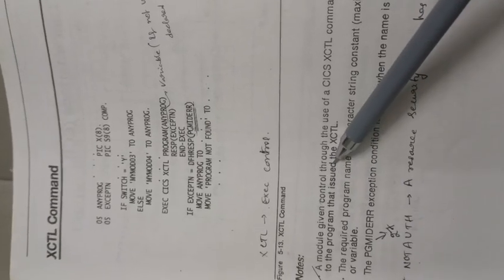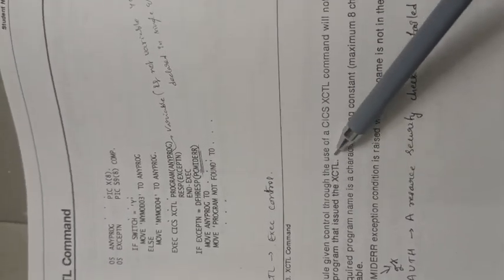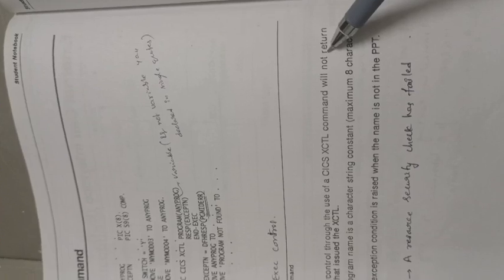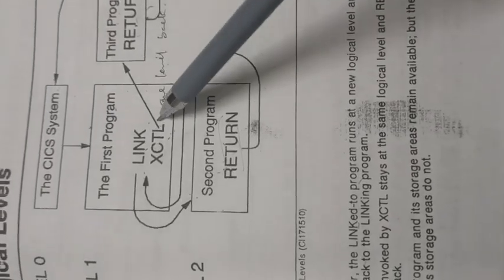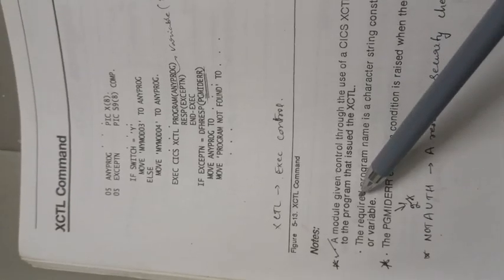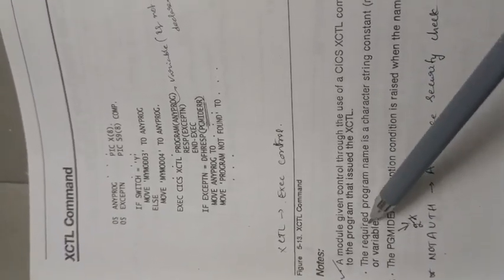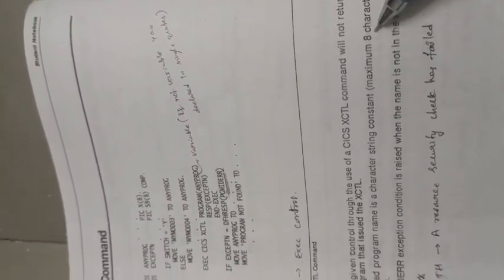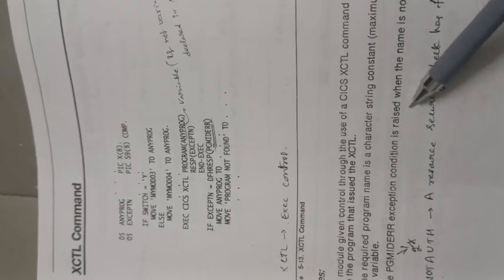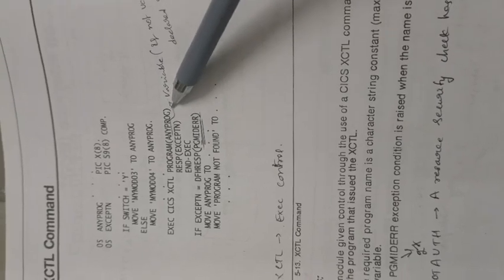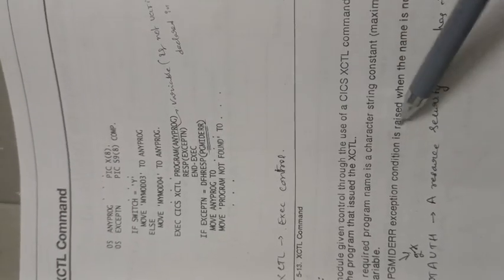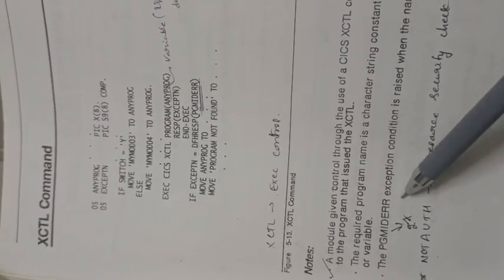The module given here, you can see the LINK. The module given control through the XCTL command will not return to the program that issued the XCTL, the main program. Whenever you give XCTL, it will not return to the same point. The required program name is a character string. A program ID error will come when the program name is not defined in the PPT table.